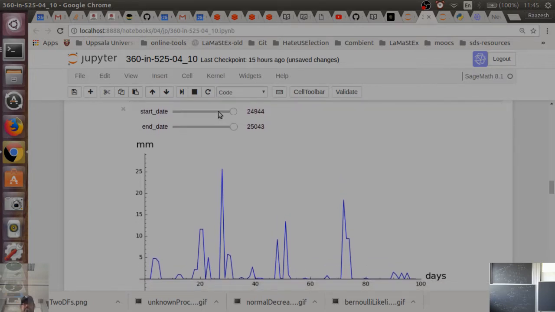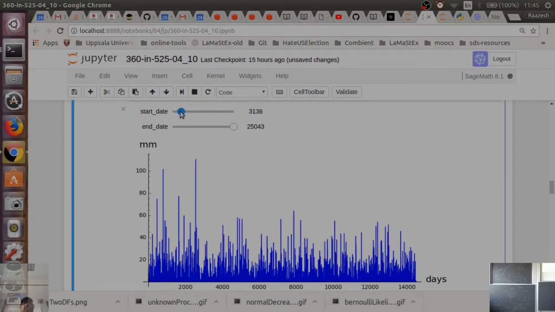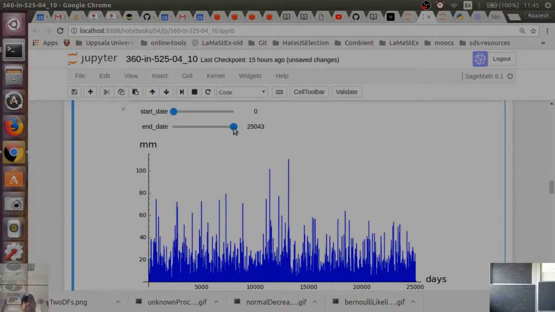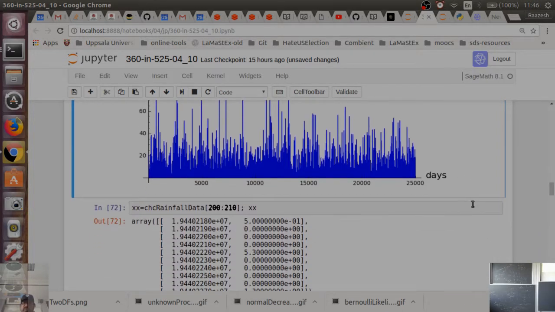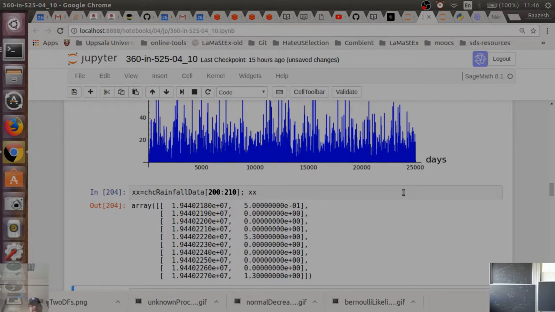You can do this interactively. It takes a little time to get it going. You can choose the start date and increase the number of days all the way from the beginning to the end. And you're seeing millimeters of rainfall in Christchurch for each day. Okay, it's interesting. Now I just wanted to look at some random bit. Okay, 200 to 210 looks like this.